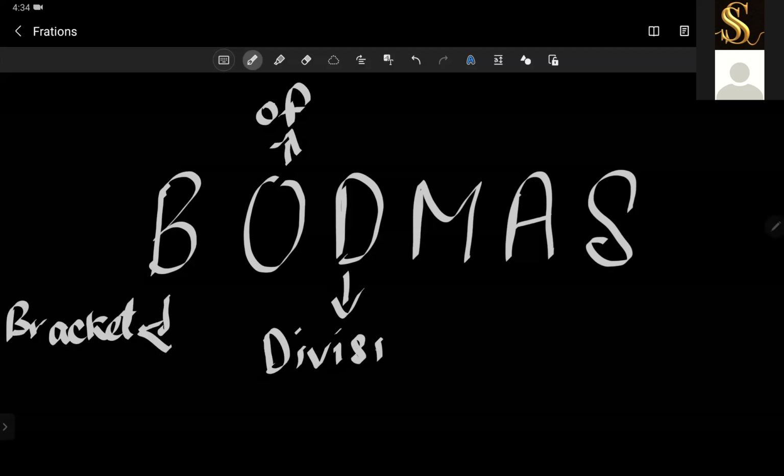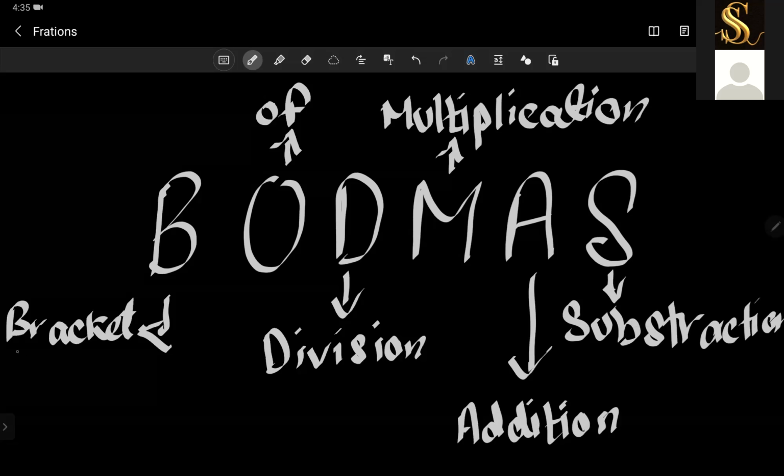So here, according to BODMAS, we will always solve the bracket first, then of, then division, then multiplication, then addition, and then subtraction. So now let's see the addition of fractions.